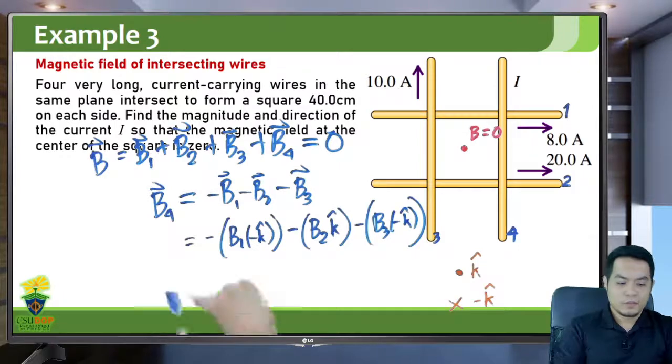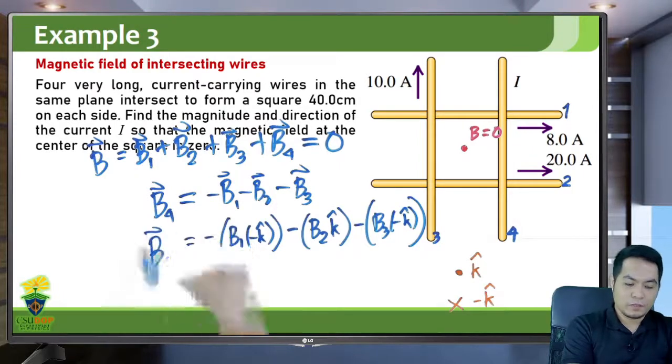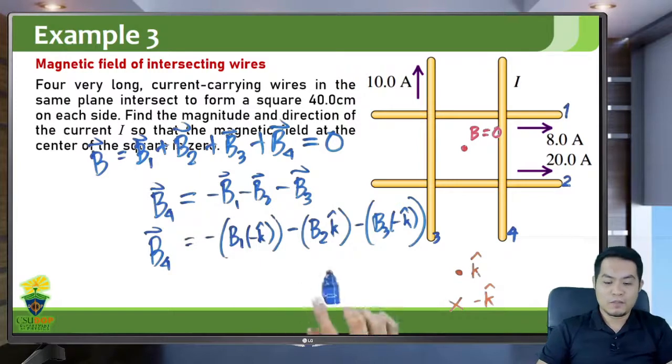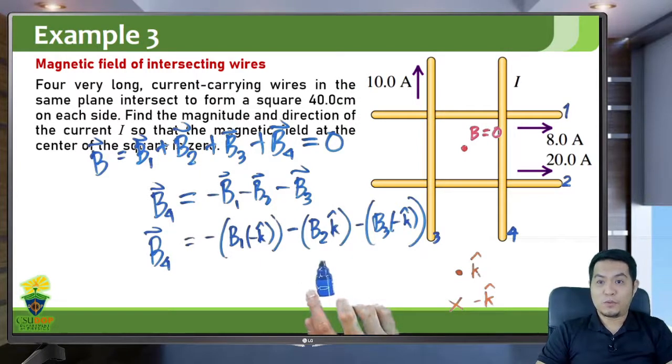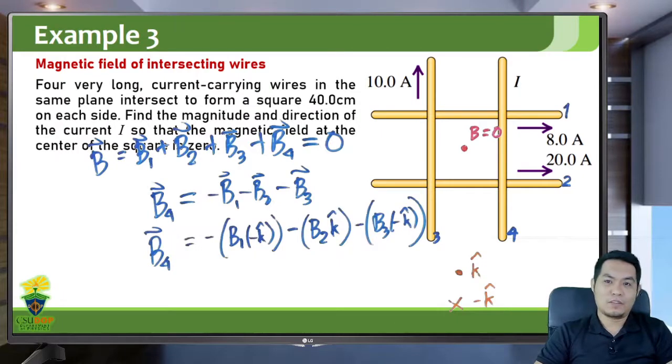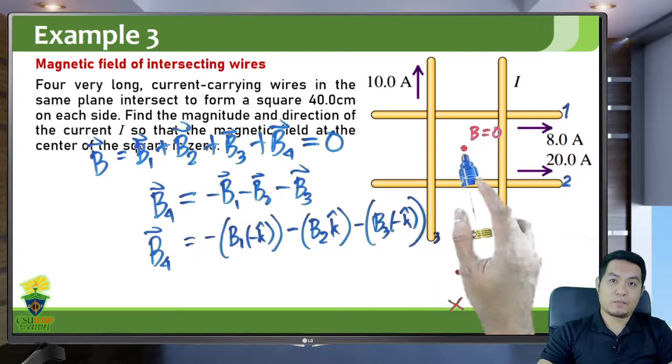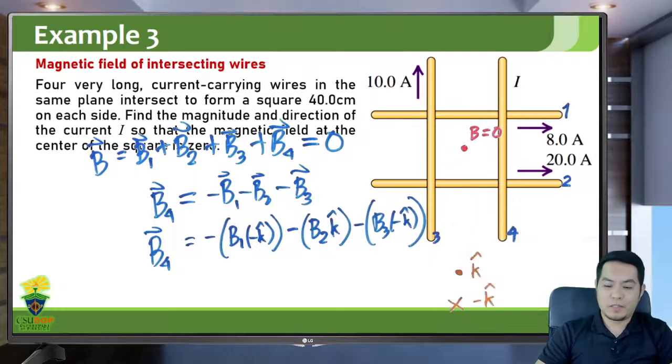Okay, so you can now solve for B4. Again, B1 is just mu naught I1 over 2 pi R1. B2 is mu naught I2 over 2 pi R2. And the R1, R2, and R3 here are all the same. R1, R2, R3, R4 are the distances from each of the wires to the point, 20 centimeters.